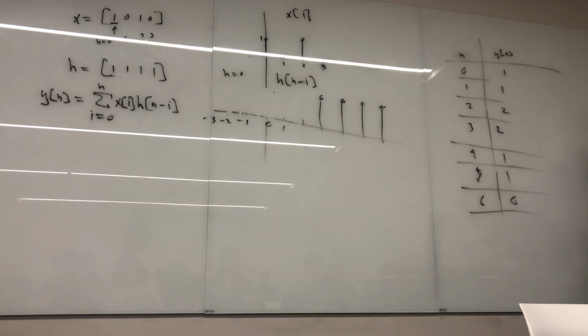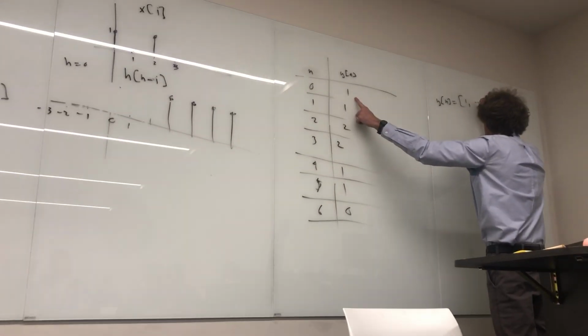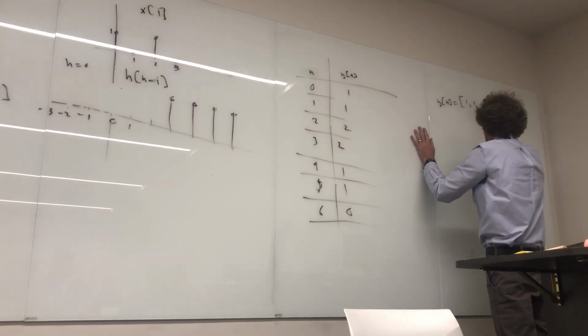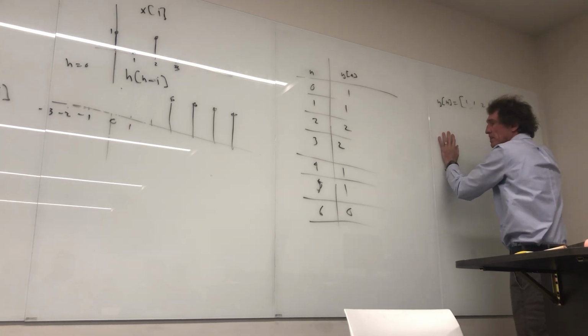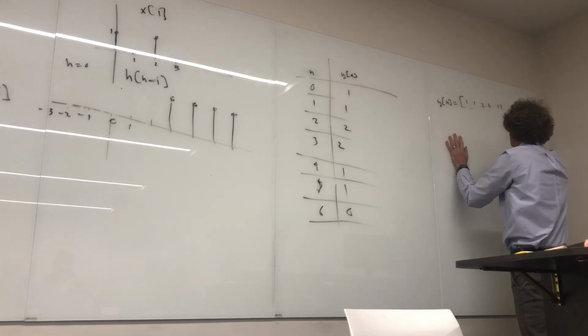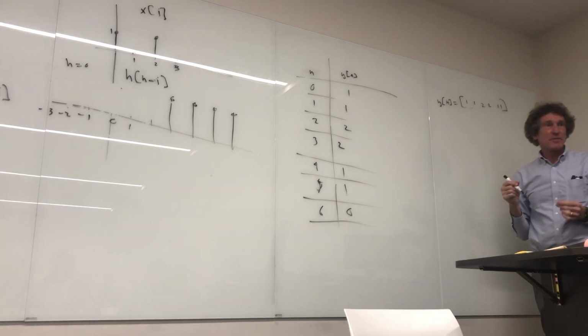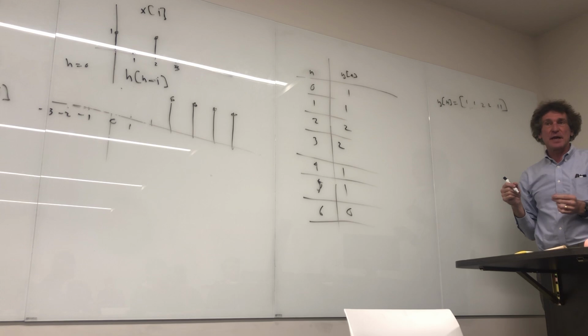Now, when you sketch these things, you don't have to sketch them. I'll accept just y of n. You go ahead and just go, it's 1, 1, 2, 2, 1, 1. You don't even have to put the 0 down. Those are all the non-zero values. Do you all see that, class? You can add them if you want.